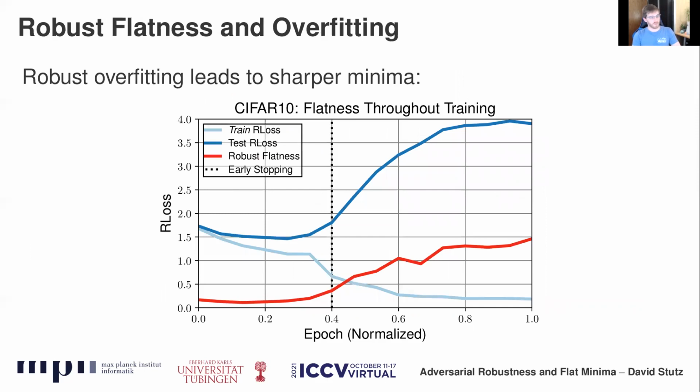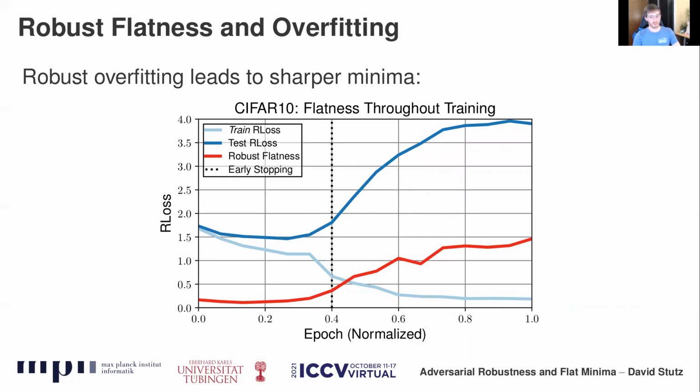First, we consider robust flatness throughout training of our adversarial training baseline on CIFAR10 using a ResNet-18. Again, we show test and train robust loss in dark and light blue. At the same time, we show robust flatness in red. As can be seen, robust flatness increases quickly when overfitting starts around epoch 60 or 40% of the epochs. In fact, the red and dark blue lines move nearly in parallel.